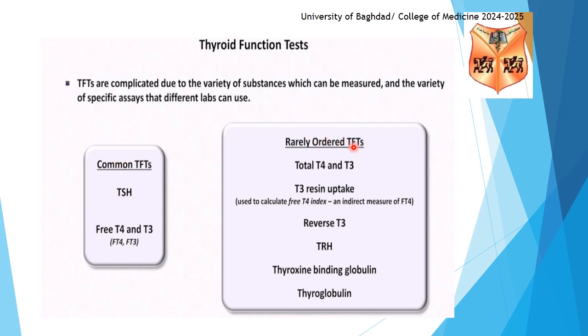The rarely ordered thyroid function tests are total T4 and total T3, which are rarely used because thyroid hormones T3 and T4 bind with protein, and protein is affected by other diseases. That is why we use free T4 and free T3 for diagnosis. Also, the T3 resin uptake is used to calculate the free T4 index, an indirect measure of the free T4. Others include reverse T3, thyrotropin releasing hormone, thyroxine binding globulin and thyroglobulin.